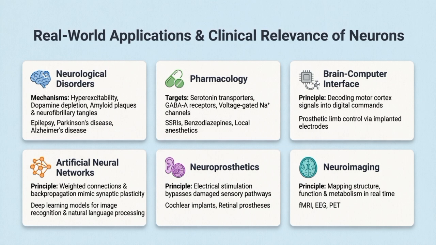Application 2, pharmacology. Most psychiatric medications target specific neuronal mechanisms. SSRIs block serotonin transporters to treat depression. Benzodiazepines enhance GABA-A receptor function to increase inhibition. Local anesthetics like lidocaine block voltage-gated sodium channels to prevent action potentials.